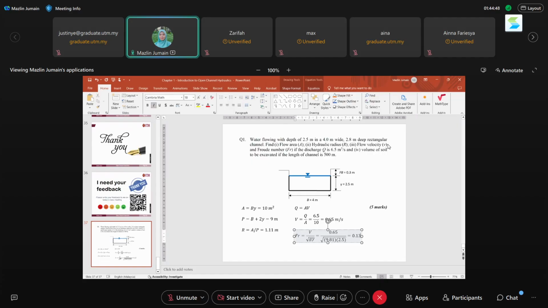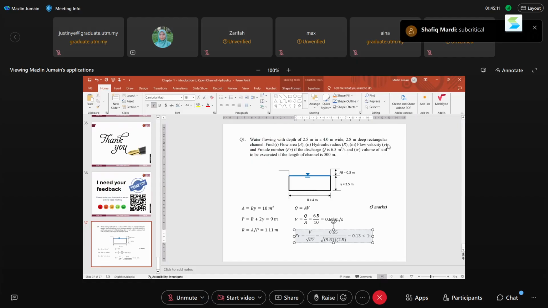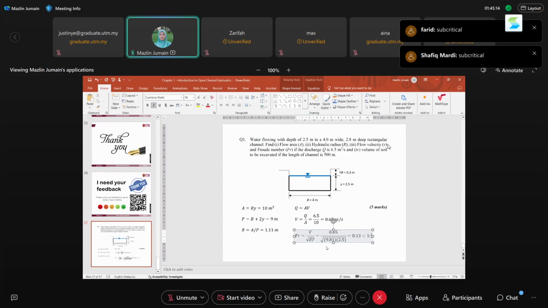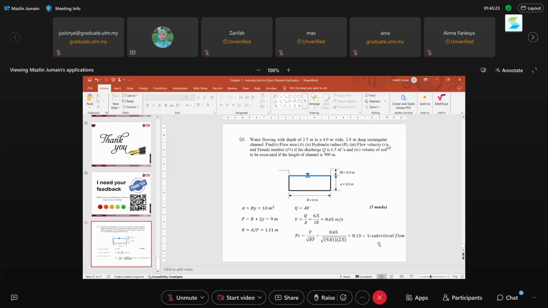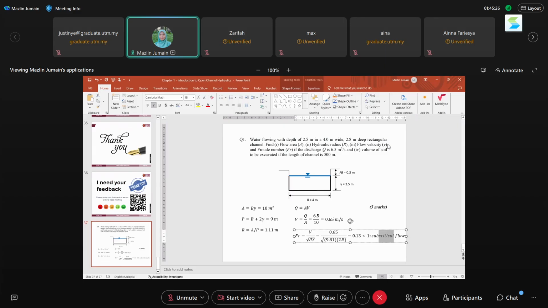Okay. So 0.13, which is less than 1. So this one we can classify as what? Which type of the Froude number? Subcritical, correct. So this one is subcritical flow. Or we can just write sub C.